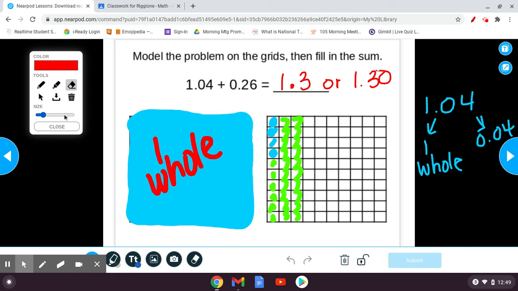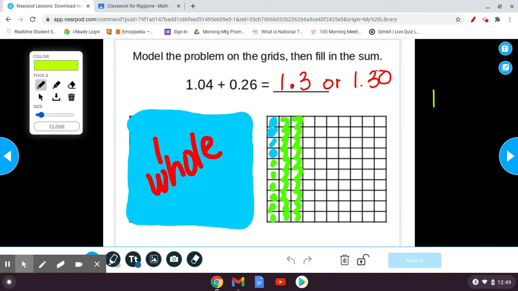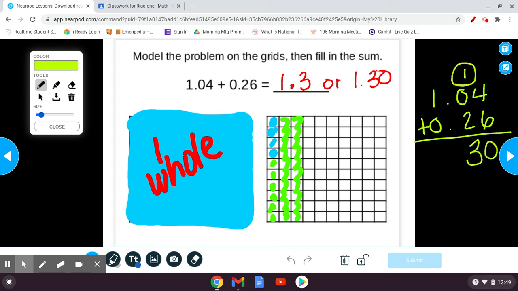And I can go ahead and check my work using the standard algorithm to see if I'm correct. So let me switch my color. I'm going to first line up my decimal place value. Starting in the hundredths place, 4 and 6 make 10. 1 and 2 is 3. There you go.